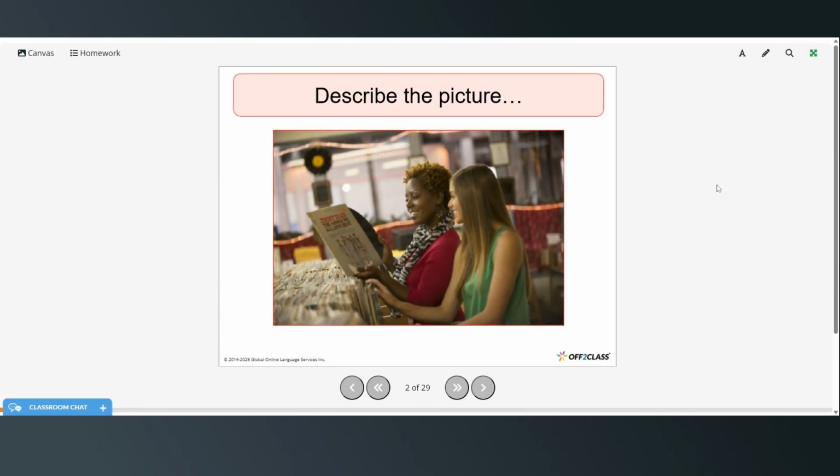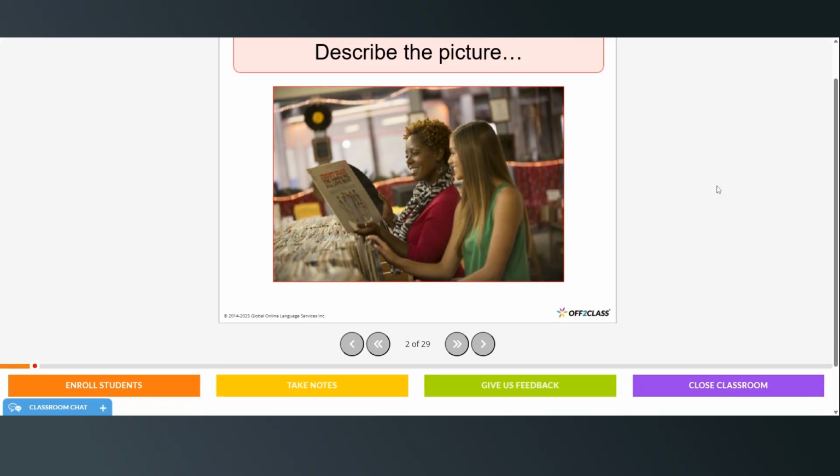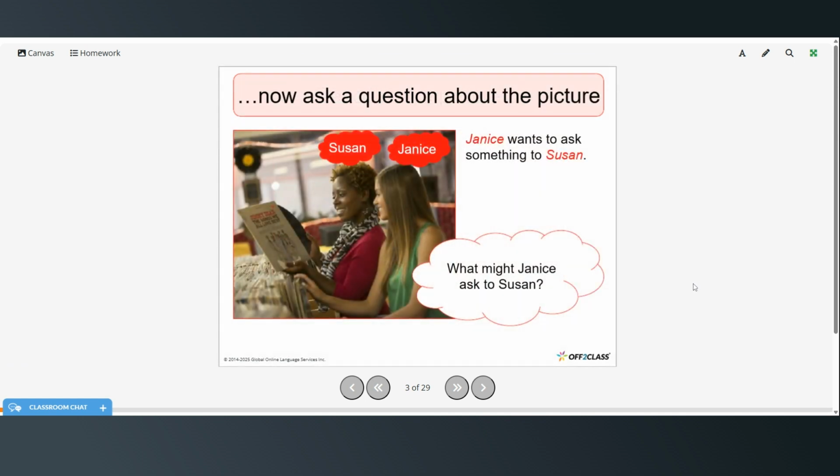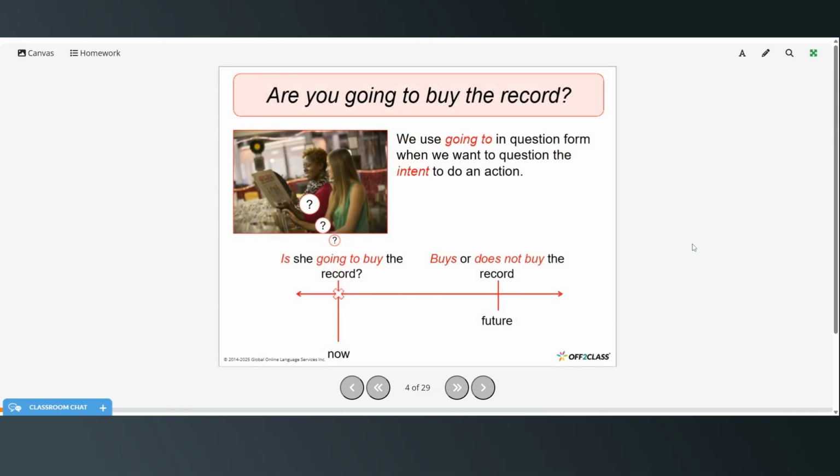So see if you can describe this picture. It looks like these women are going to listen to a record, a phonograph album. And now see if you can ask a question about the picture. So Janice wants to ask something to Susan. So what might Janice ask to Susan? Well, she might say, "Are you going to buy the record?"